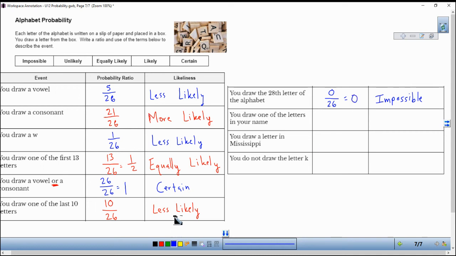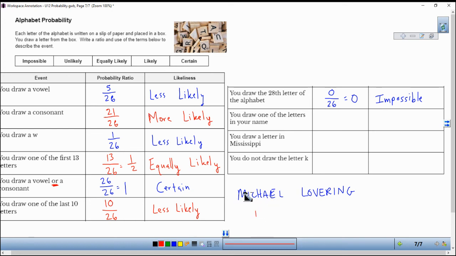You draw one of the letters in your name. So it depends on your name. Now, for me, my name, I'm going to go with full name. I was just going to go with last name, but I'm going to do my full name. You could do your own full name if you want to. Michael. You could do my name if you want, or you could do your own name. So I'm going to see how many letters I have in my name, and we'll see the probability that I'm going to pick one out.